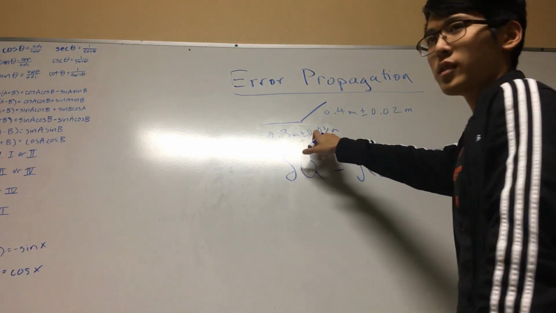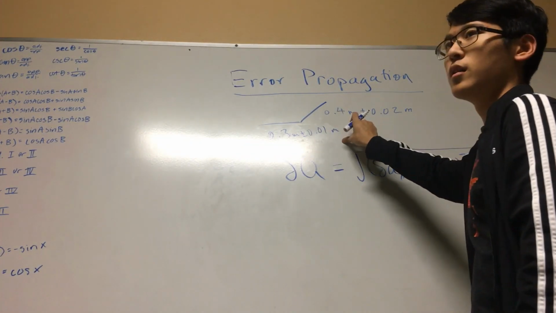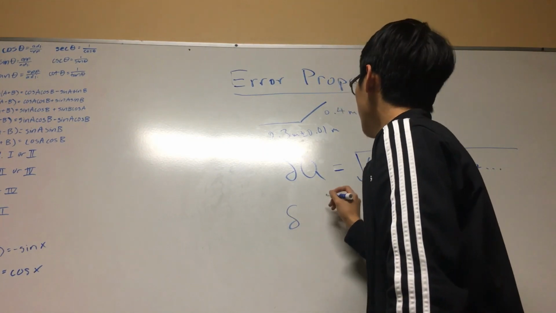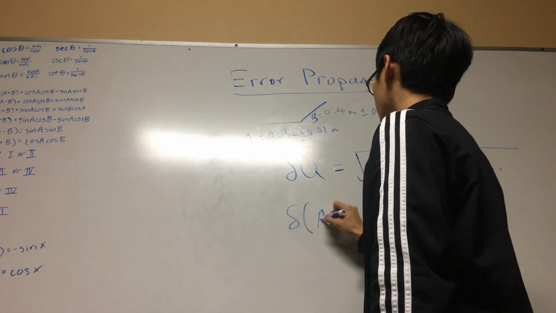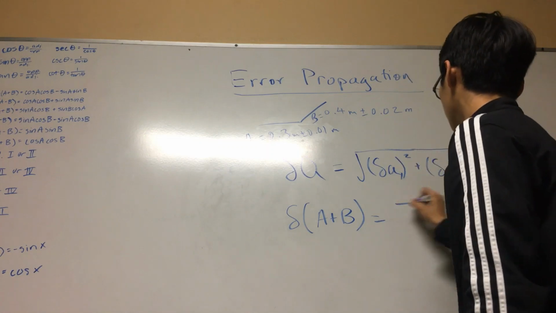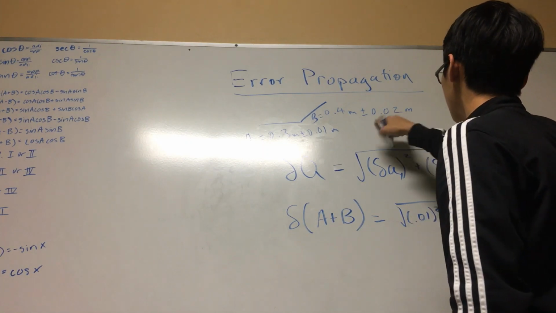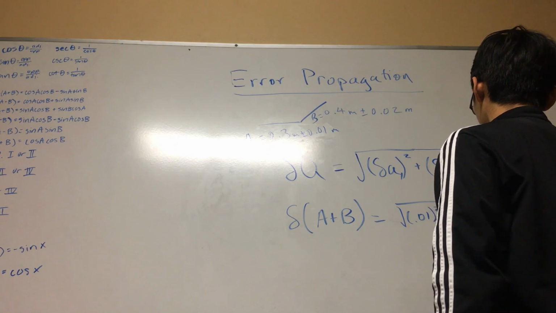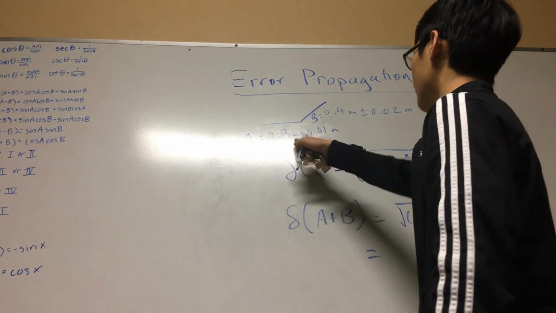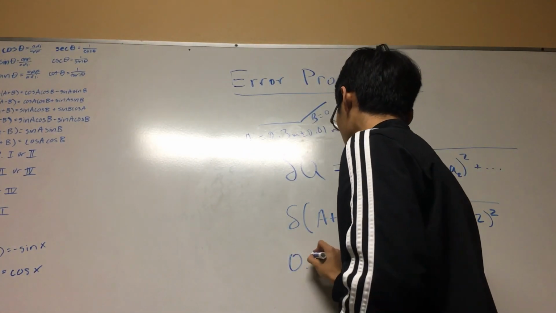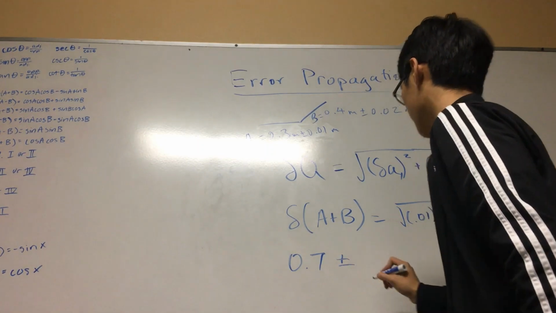In this example, if we wanted to find the uncertainty after we add these two together, let's call this segment A and this segment B. The uncertainty in adding A plus B is equal to the square root of whatever the uncertainty is in here, 0.01 squared, plus whatever the uncertainty is here, 0.02 squared, which is equal to something. That's going to be the uncertainty after we add these together. So it will be 0.7, actually, I'll write this, 0.7 plus or minus whatever this uncertainty is.